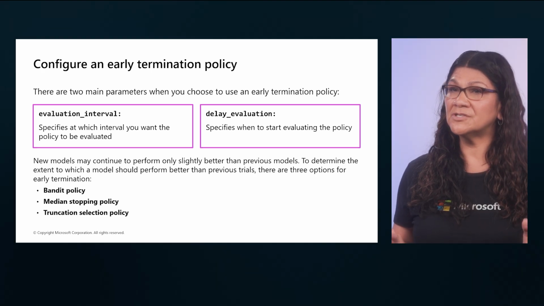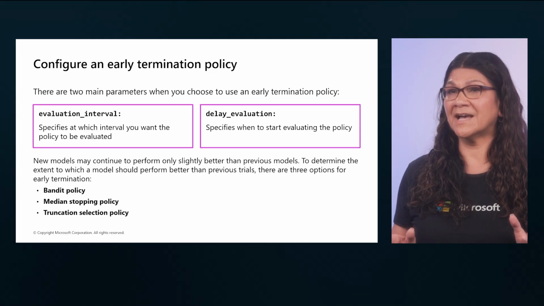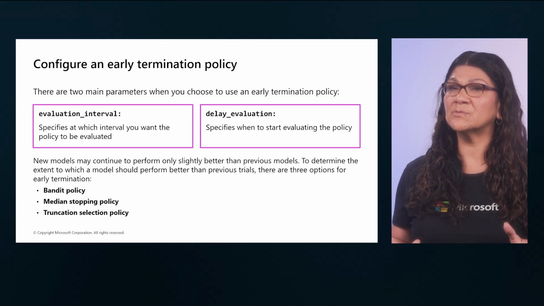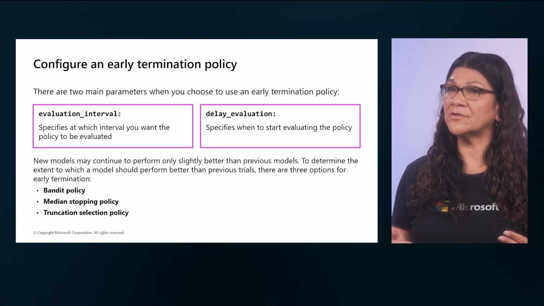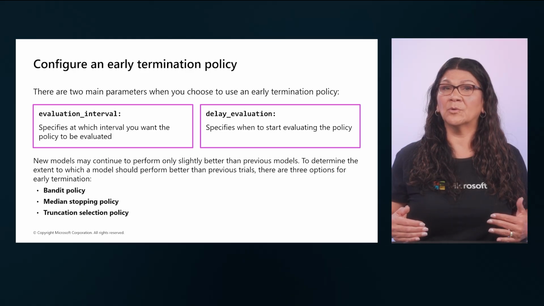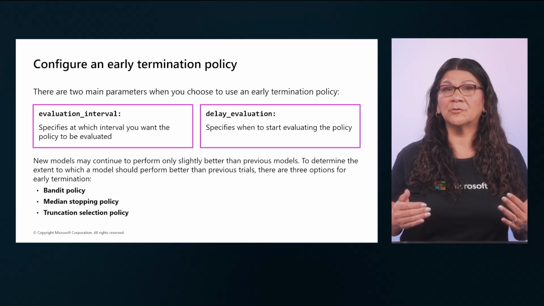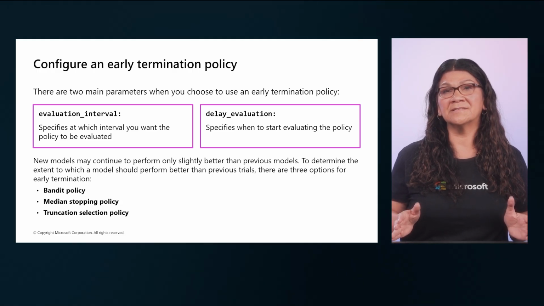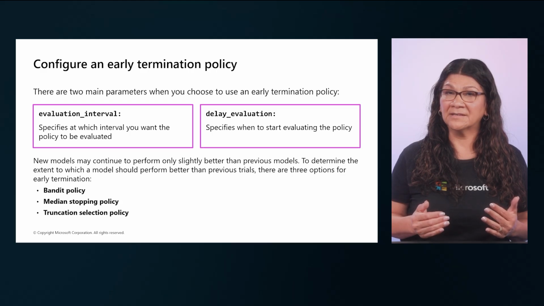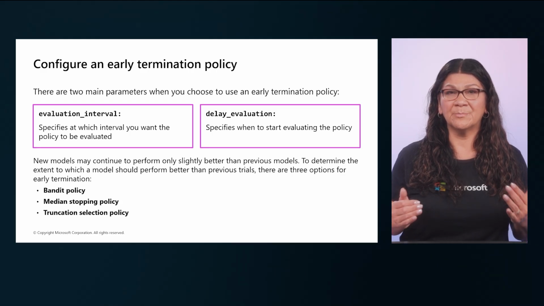For example, when tuning hyperparameters for a diabetes risk model, a sweep job might evaluate accuracy every epoch (the evaluation interval), but wait a few iterations, the delay evaluation, before applying the stopping rule. Poorly performing trials can then be stopped automatically once they fall behind the pack.